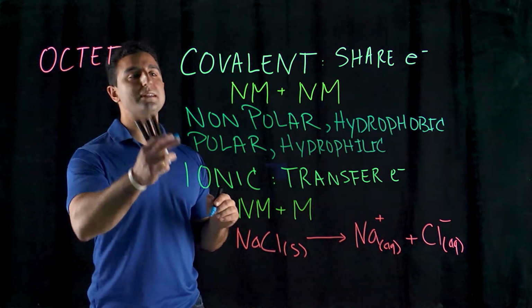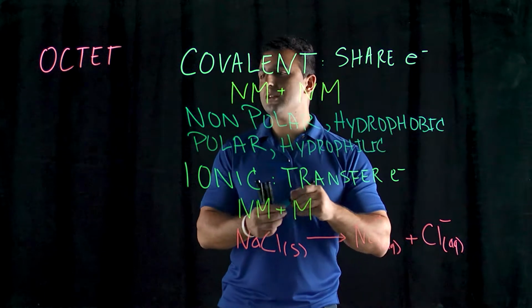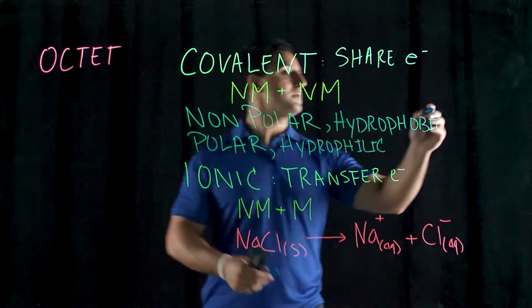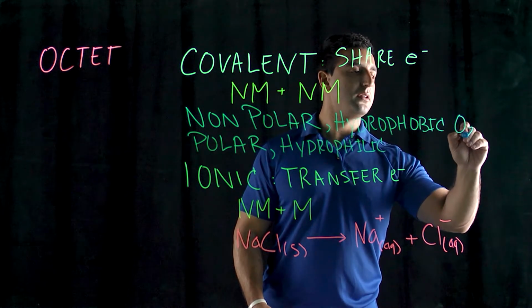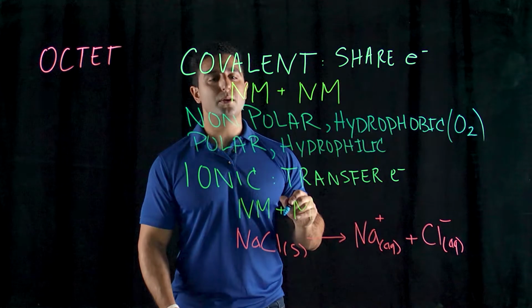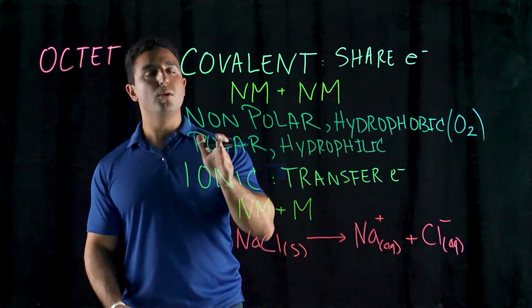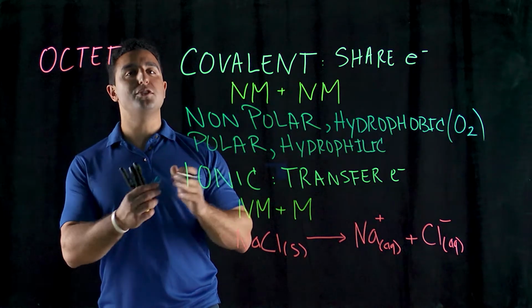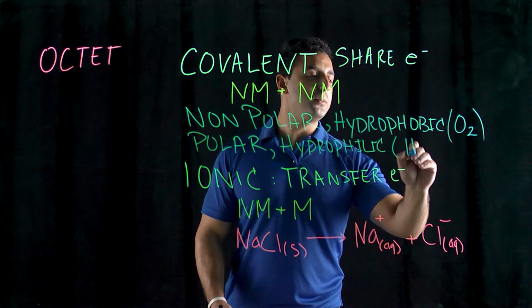So for example, an example of nonpolar we said was like the gases, right? So if I were to put, let's put it here, oxygen, right? So that would be an example of a nonpolar molecule because there is an equal distribution of charge. Polar, as I said, has a dipole, so there's an unequal distribution of charge. Perfect example of that would be water.